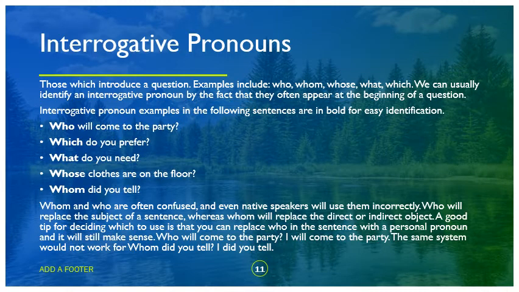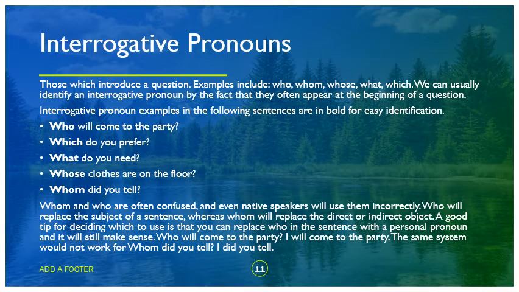Those pronouns which introduce a question are known as the interrogative pronouns. The examples include who, whom, whose, what, which. We can usually identify an interrogative pronoun by the fact that they often appear at the beginning of a question. Interrogative pronoun examples in the following sentences are in bold for easy identification.